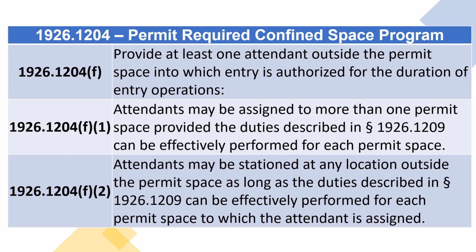1926.1204(f)(1) and (f)(2). Attendants may be assigned to more than one permit space provided the duties described in section 1926.1209 can be effectively performed for each permit space. Attendants may be stationed at any location outside the permit space as long as the duties described in section 1926.1209 can be effectively performed for each permit space to which the attendant is assigned.